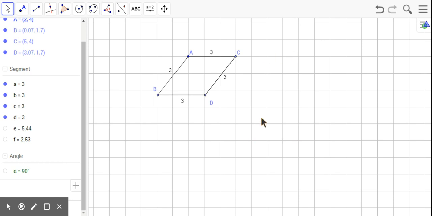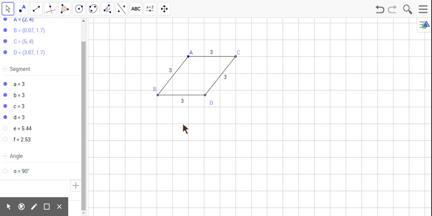Now, this is a rhombus, and it has a special property that makes it a rhombus. So I would like for you and your group to pause the video and discuss what you think makes it special. Go ahead and do that now.